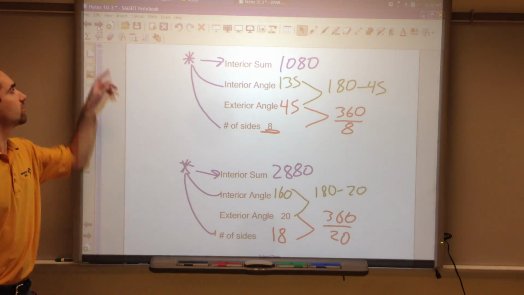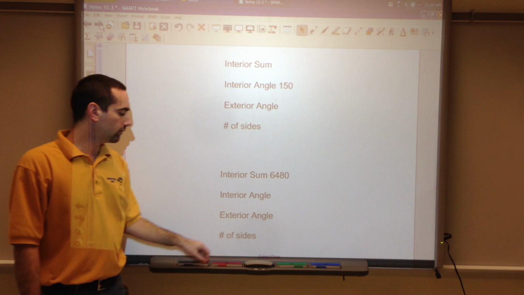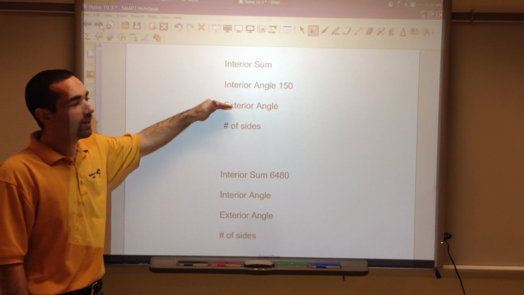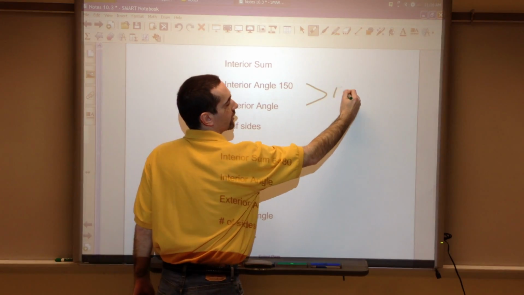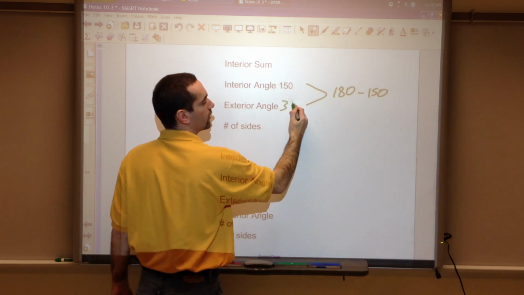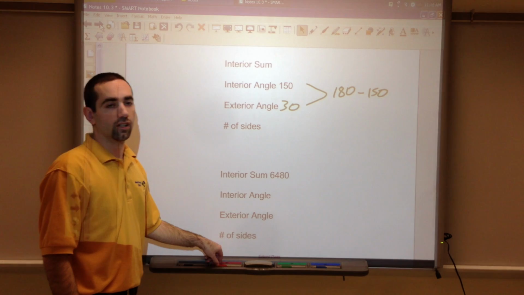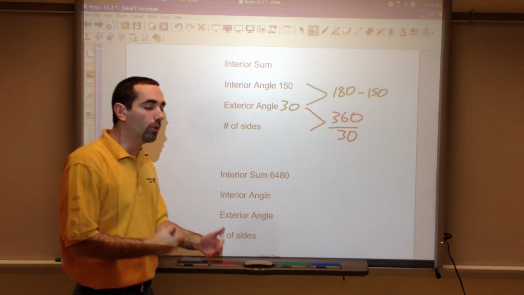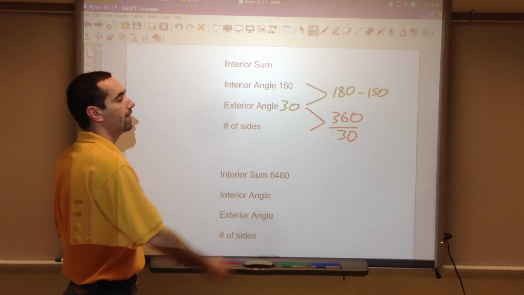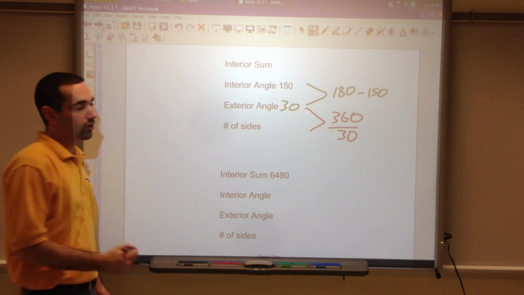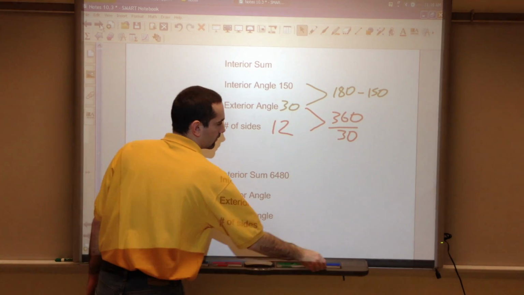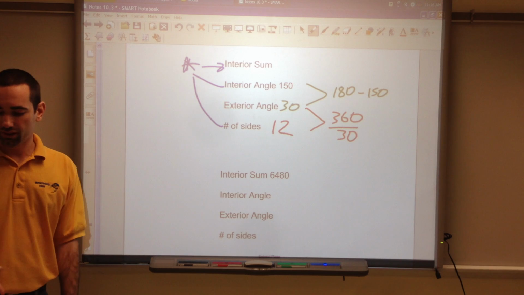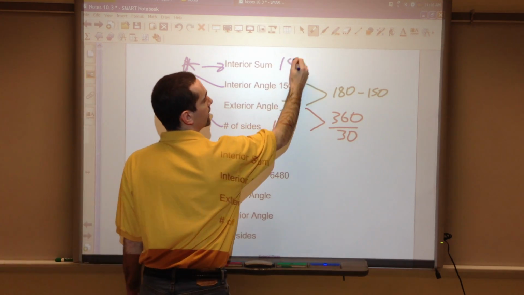Let's look at 2 more examples. This time, I have the interior angle. Well, I'm going to start by finding the exterior angle. 180 minus 150 is 30. Now let's find the number of sides. 360 divided by 30. Again, notice I'm always doing the same thing regardless which one I have. 360 divided by 30 is 12. Now I multiply these two. 12 times 150, 1,800.